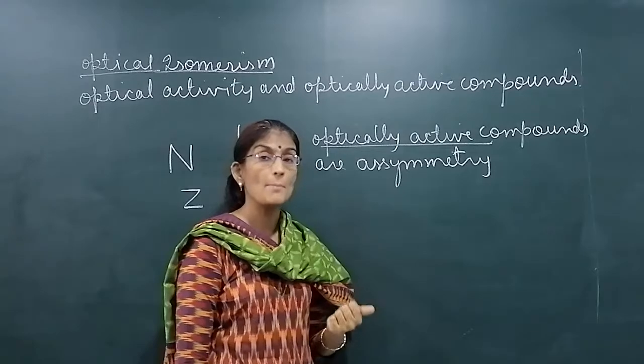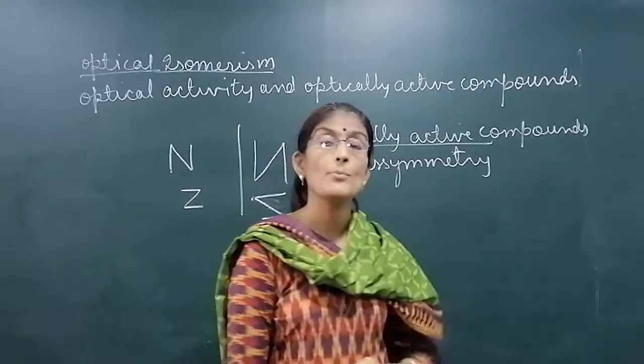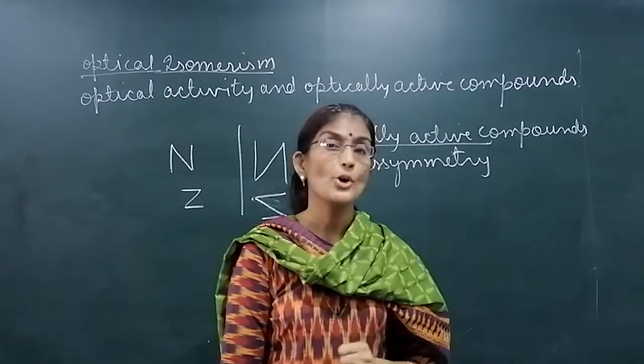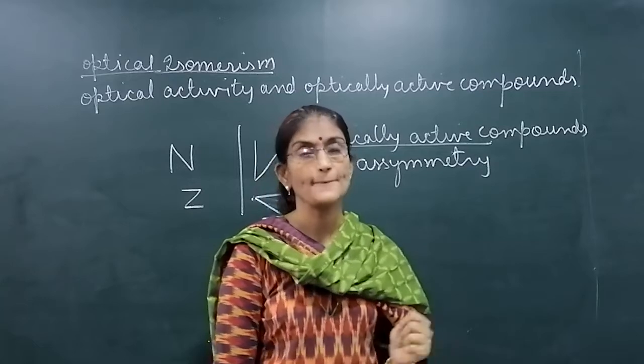What do you mean by an asymmetric compound? The compounds whose mirror image is not superimposed on it. Then it is called an optically active compound, or the compound is having asymmetry.